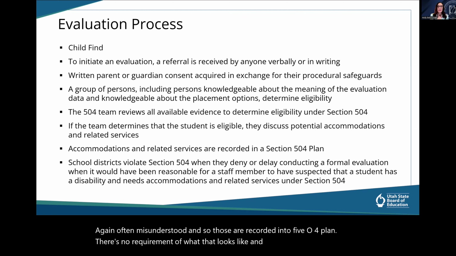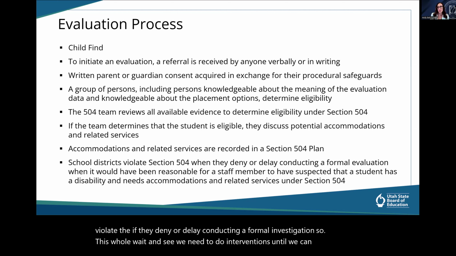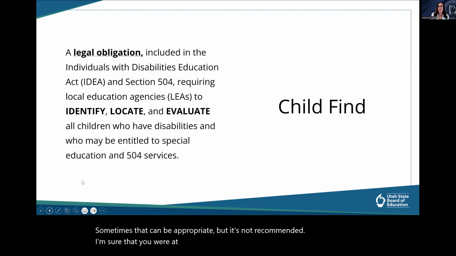And then they violate the law if they deny or delay conducting a formal investigation. So this whole wait and see, we need to do interventions until we can evaluate: no. Sometimes that can be appropriate, but it's not recommended. I'm sure that you were all just loving this. It will be helpful information because you are part of the team.